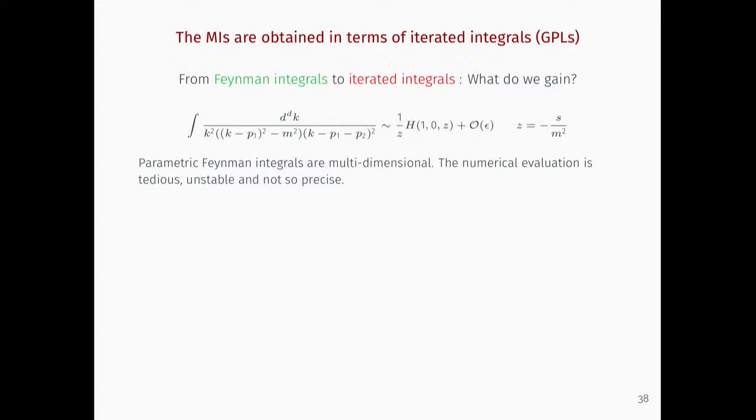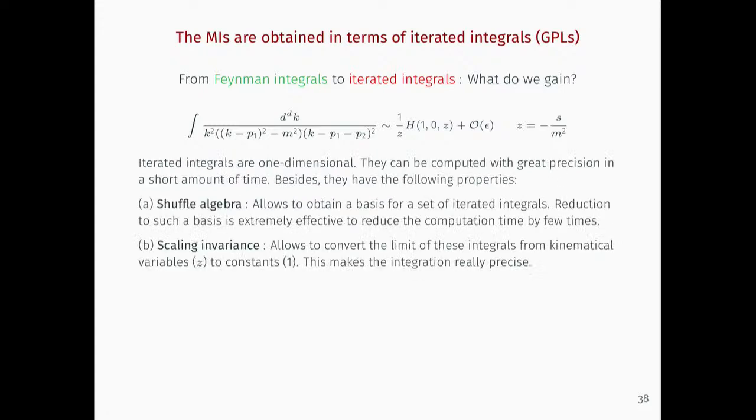We had a Feynman integral, we obtained some functions, but this is still an integral. So then you doubt, what is the gain? What do we gain from here? The point is that these Feynman integrals are multidimensional, I mean, with d dimensions, and it's very complicated. The numerical evaluation is tedious, really unstable and really imprecise. So that's why we go here.